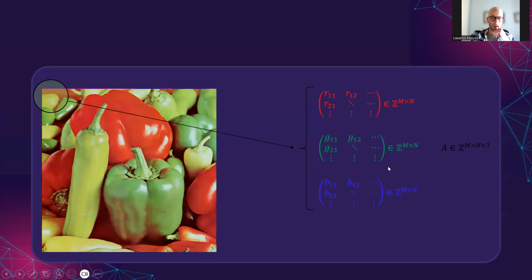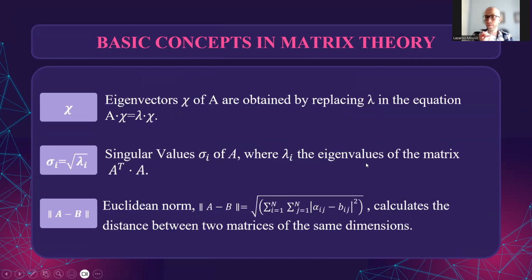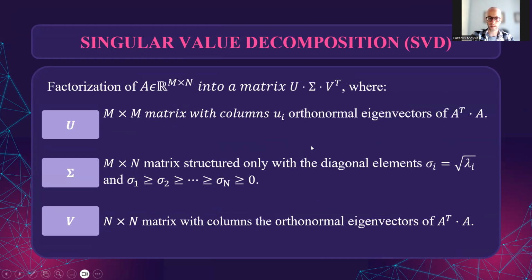Now, what do we have about matrices? We need to know some very basic information. If you're a first-year student, you're going to learn about this throughout a basic course of linear algebra. So you need to be familiar with the rank of the matrix, which is the number of its pivots, the transpose of a matrix, its eigenvalues, the eigenvectors, and of course the singular values, which are actually the eigenvalues of this product right here, and the Euclidean norm, in case you want to do some comparison at the end.